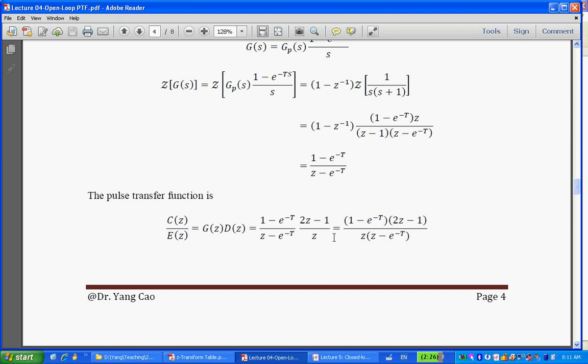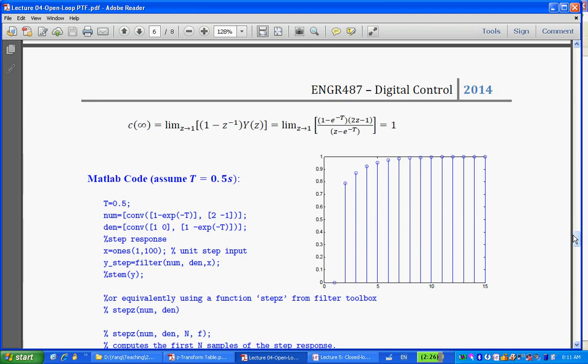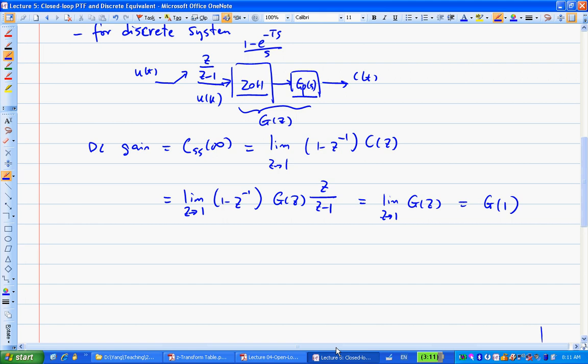If you look at this one here, we did some simulation, and the simulation shows that the response goes to 1 at steady state, which basically means this DC gain should be 1. So you can verify that. Verifying DC gain is essentially equivalent to looking at the steady state value of the output. In my lecture notes the final value theorem uses 1 minus z to the power negative 1. In some textbooks, instead of that, they use z minus 1. It's equivalent.